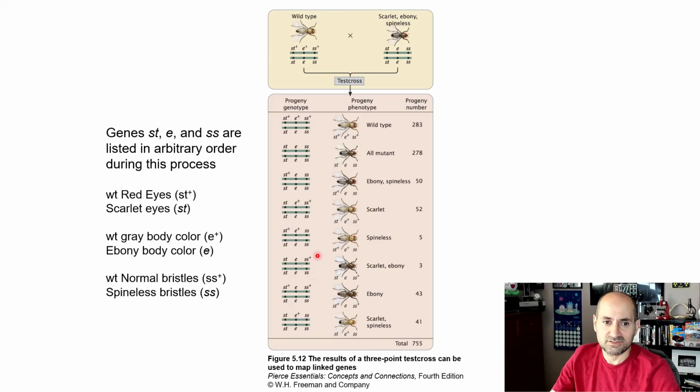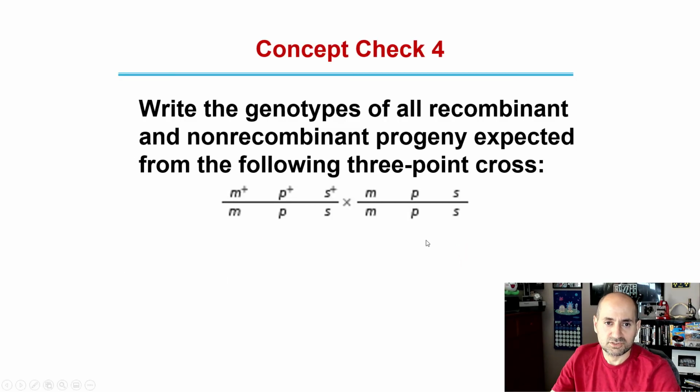In this case, it's SS recombination, where this SS plus swapped over with this SS. That's the only explanation for these two flies, and that is your double crossover. I'm going to show you that in just a minute after these concept checks.